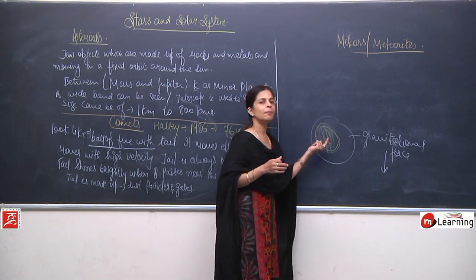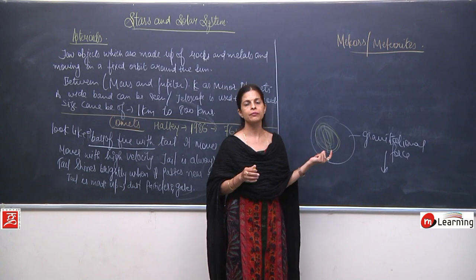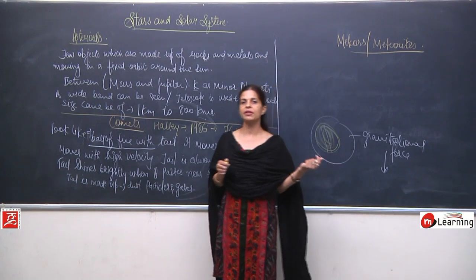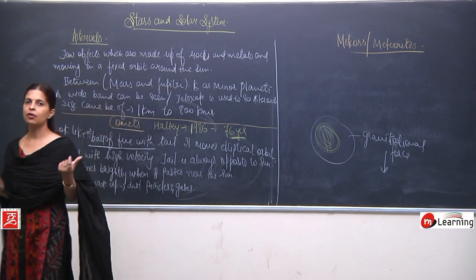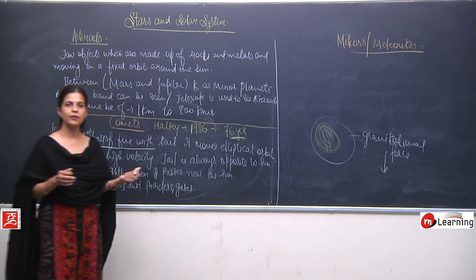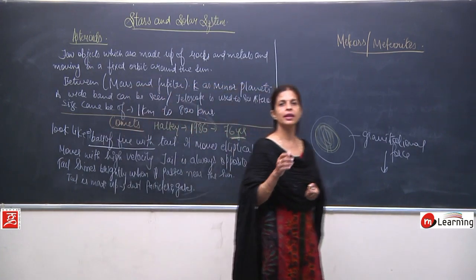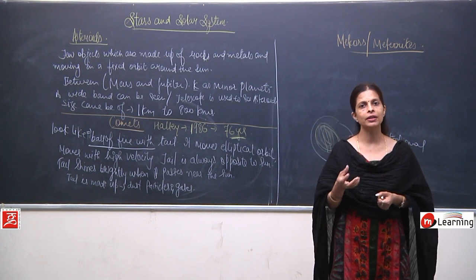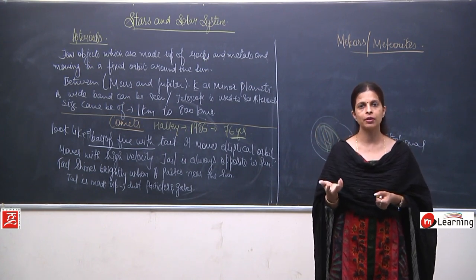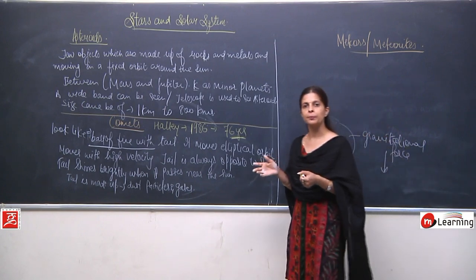So this unburned part, this left part, is known as meteoroid. This is the only difference between the meteors and the meteoroid: these both are rocky objects which move in their fixed path, but they enter the Earth's atmosphere. Why do they enter? Due to the Earth's gravitational force, they enter the surface of the Earth.